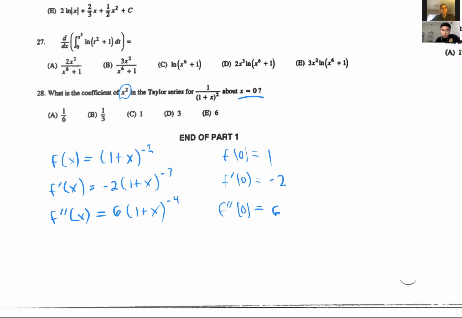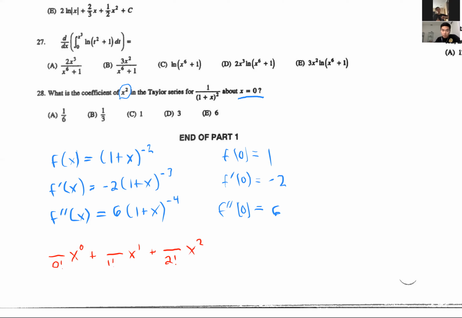So when you're writing this out as a Taylor polynomial, it's going to be something over 0 factorial, then we have x to the 0, plus something over 1 factorial, x to the 1. Because normally it would be x minus c, but my c is 0, so that's why I'm just writing x. So plus something over 2 factorial, x squared.